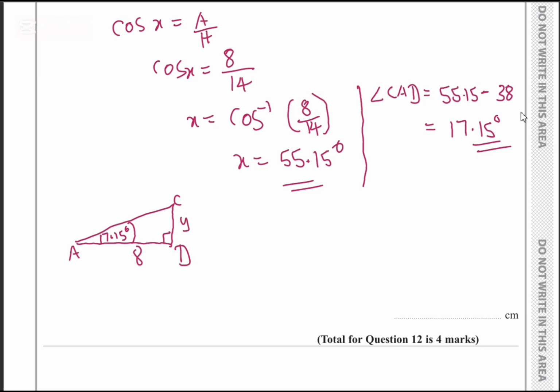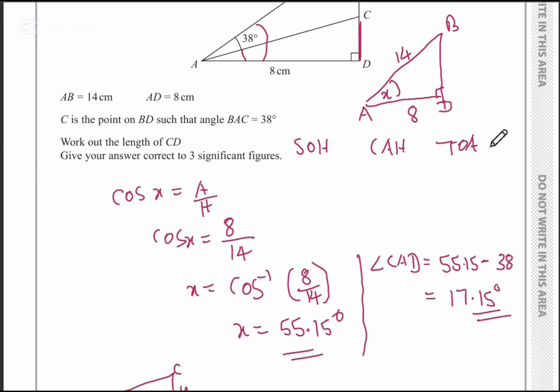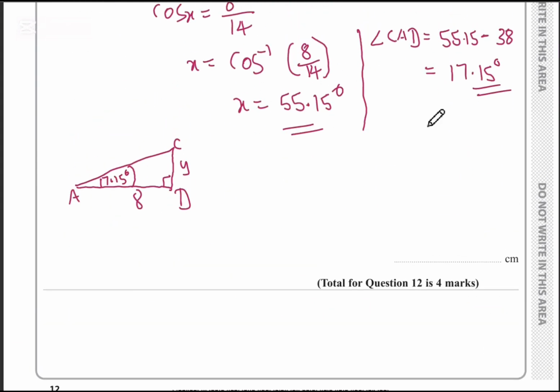I'll call it Y. So now what do I have with respect to this angle? I have opposite and I have adjacent. Which one do we use? Opposite and adjacent, I'll be using tan. So in this case, what's my angle? Tan 17.15 is equal to opposite, which is y, that's opposite to the angle, divided by adjacent, which is 8.